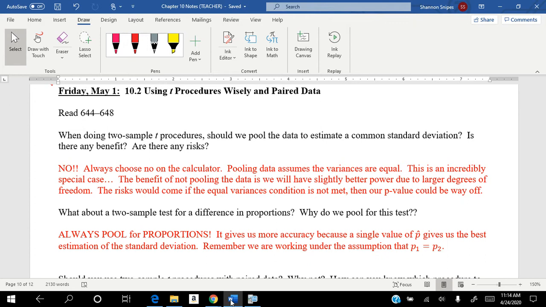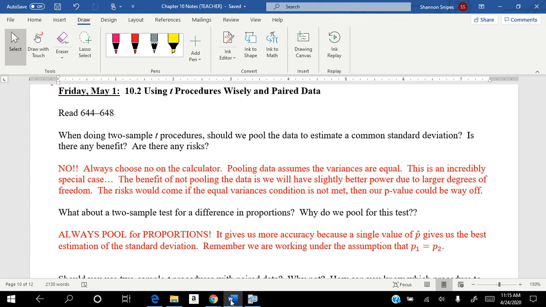So we will not pool because it's not in the scope of our course to actually know that the variances are equal. The benefit of not pooling the data is we'll have a slightly better power due to a larger degrees of freedom. The risks would come if the equal variance condition is not met, but we pooled anyway, and then the p-value is going to be way off. So, bottom line, when you are doing the T procedure in your calculator, you are not pooling your data. So click no, or don't unclick it because the default setting is no.